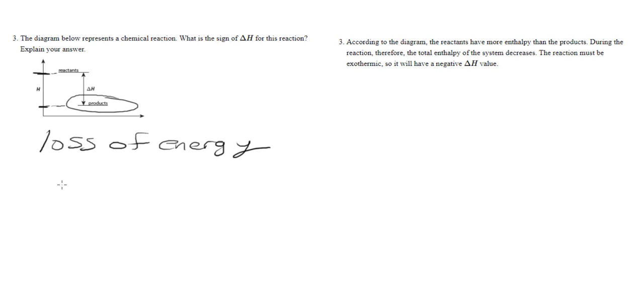And anytime you have a loss of energy, that is a negative sign, right? If you have a loss of something, you're going to have a negative sign. So therefore, delta H is negative in this situation. Anytime those products are way down here, that means they have less energy than at the start of the reaction, and that means that there is a negative delta H, or a loss of energy.